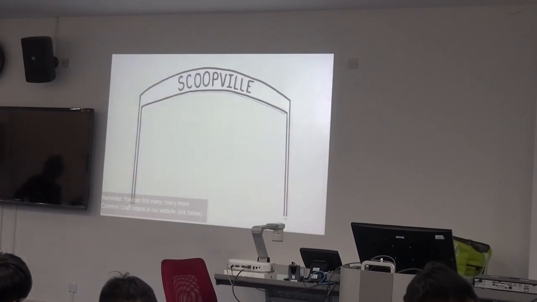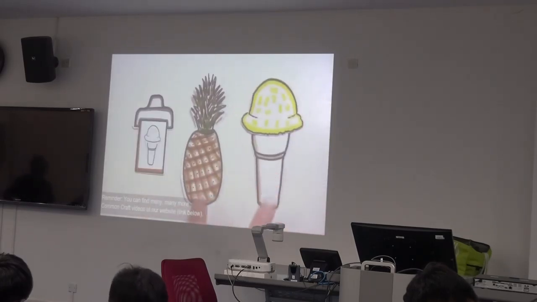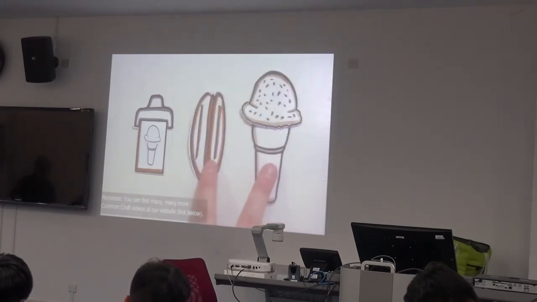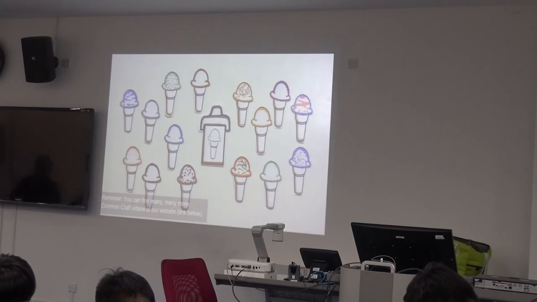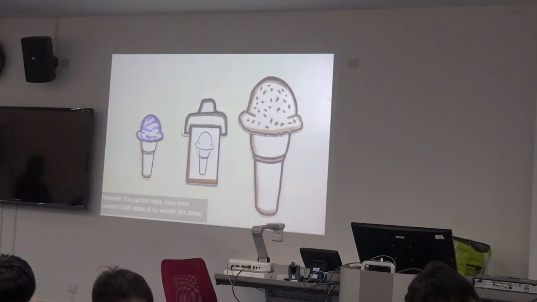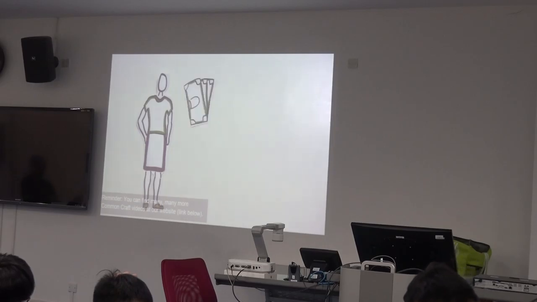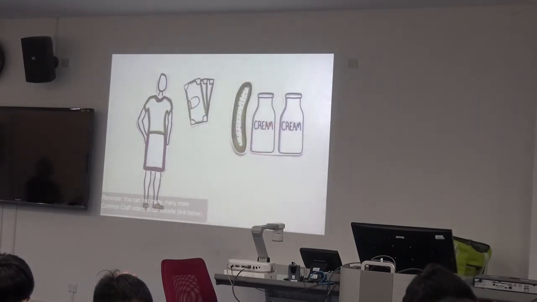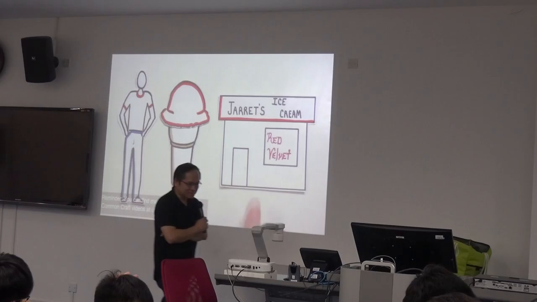Then something happened in Scoopville. A new invention came to town. Suddenly, everyone can make their own ice cream for only a few dollars. This changed everything. The Smiths decided to make pineapple ice cream. The Joneses made ice cream with pecans. Soon, every kind of ice cream imaginable was being made by Scoopville's residents at very little cost. Of course, some ice cream was more popular than others, and that was okay. Sylvia's pickle ice cream had a very small but loyal following. That was fine. She only needed enough income to buy ingredients for her next batch. Jarrett's red velvet ice cream became so famous, he created his own store.